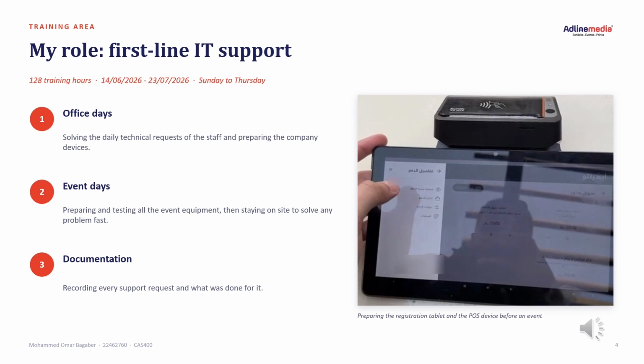My role was first line IT support, 128 training hours from the 14th of June to the 23rd of July, from Sunday to Thursday. My work was divided into 3 parts. On office days, I solved daily technical requests of the staff and prepared company devices. On event days, I prepared and tested all the event equipment, then stayed on the site to solve any problem fast, because in a live event, there is no time to wait. And the third part is documentation. I recorded every support request and what was done for it. The picture on the right is from my own training, preparing a registration table and the POS devices before one of the events.